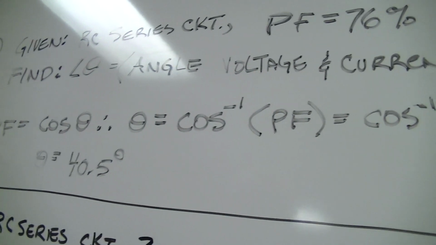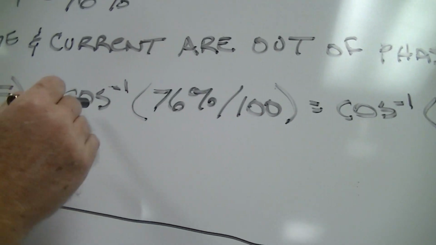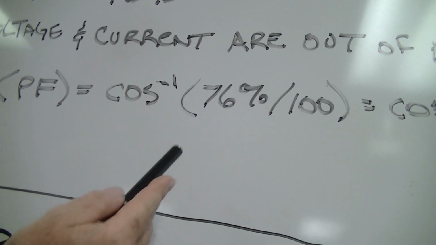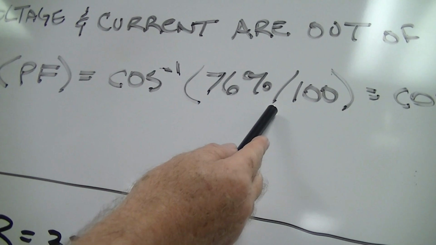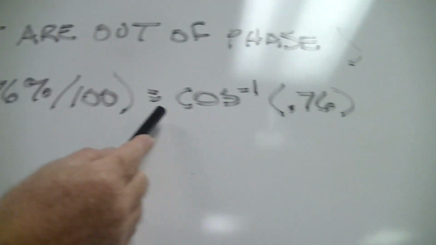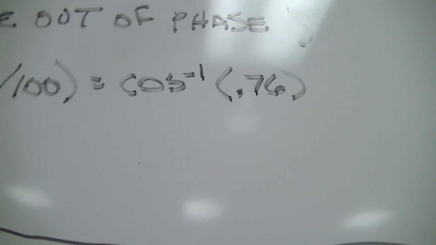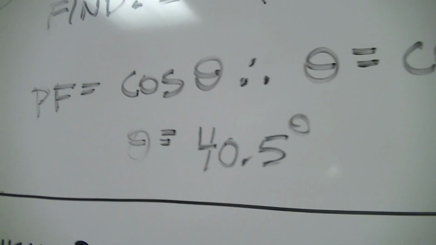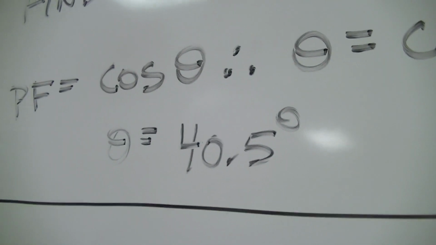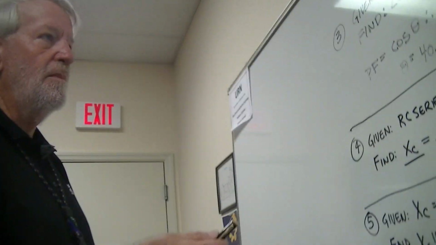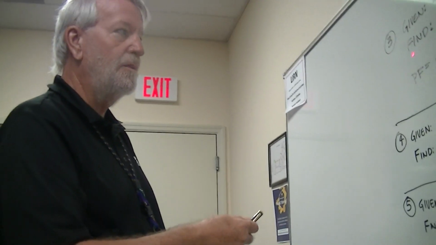So that's equal to cosine to the -1 of 76% divided by 100, which is cosine to the -1 of 0.76. And if you put that number in, 0.76, do cosine to the -1, you come out with the angle being 40.5 degrees. All right, pretty straightforward. Again, just keep in mind, you have to know how to manipulate equations.